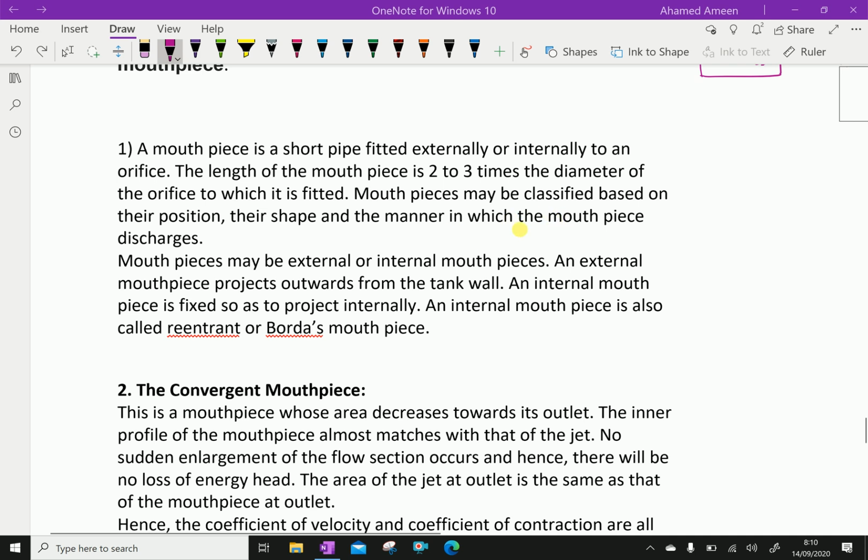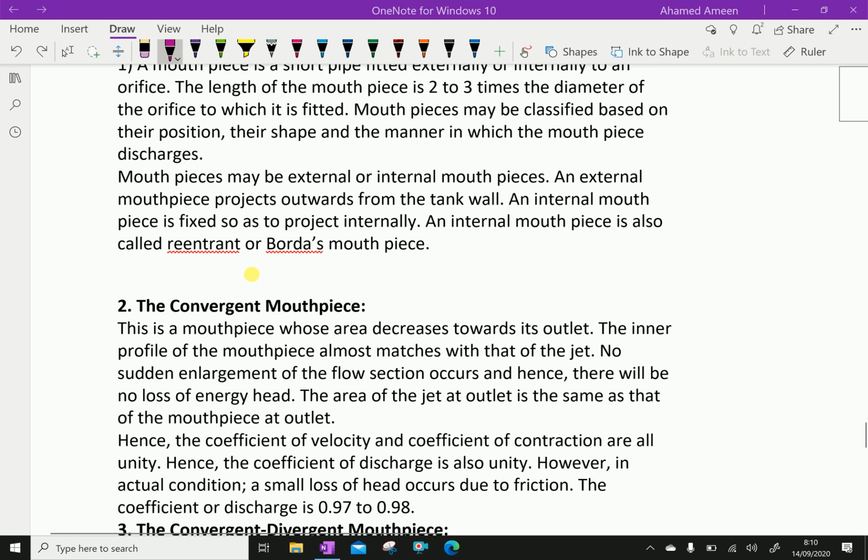Mouthpieces may be classified based on their position, their shape, and the manner in which the mouthpieces discharge. Mouthpieces may be external or internal. An external mouthpiece projects outwards from the tank wall. An internal mouthpiece is fixed so as to project internally. The internal mouthpiece is also called a re-entrant or Borda's mouthpiece.